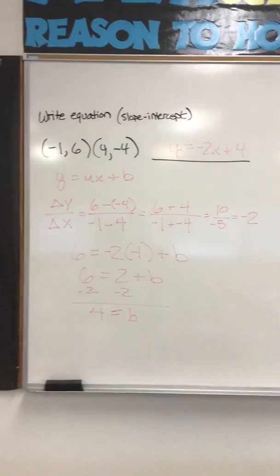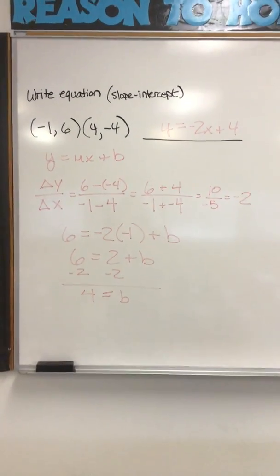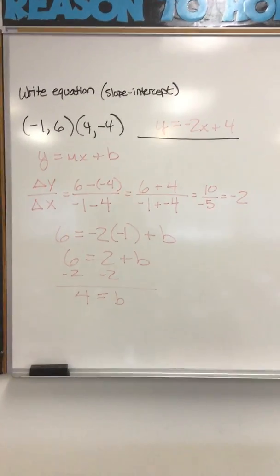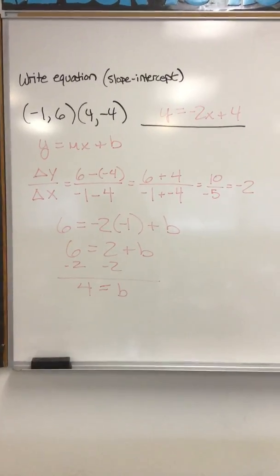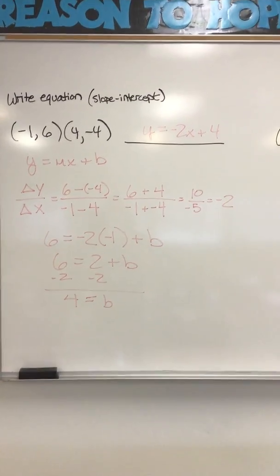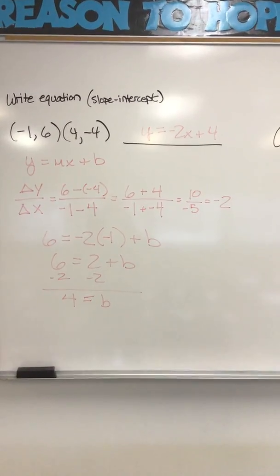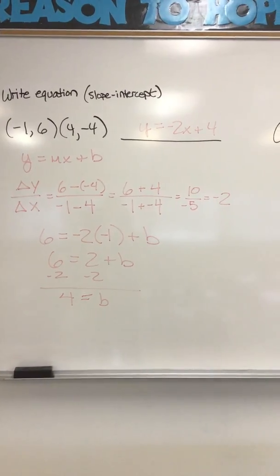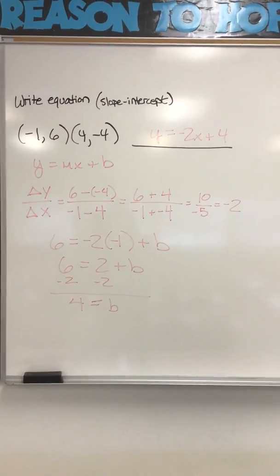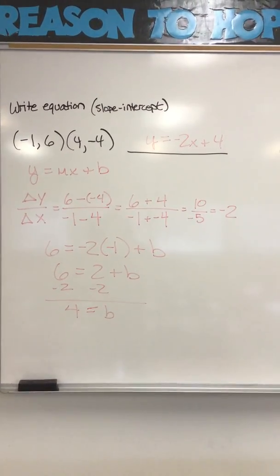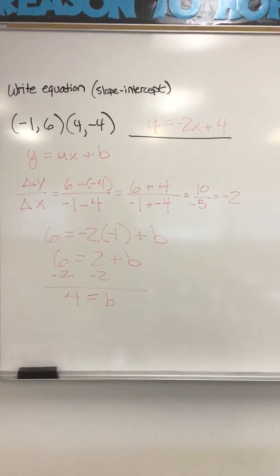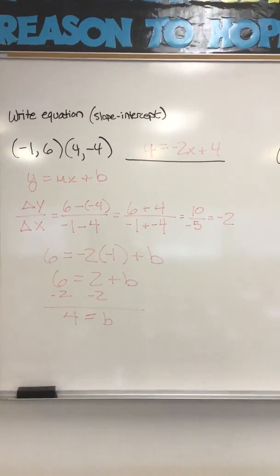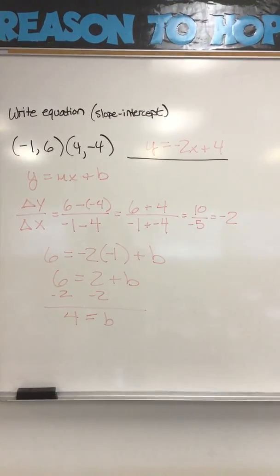So here we go. We want y equals mx plus b. Again, I encourage you to write down what your answer should look like so that you know what you have to find. So first I need to find my slope, which is change in y over change in x. 6 minus negative 4 is 6 plus 4, which is 10. And negative 1 minus 4 is negative 1 plus negative 4, which is negative 5. So that slope was negative 2.